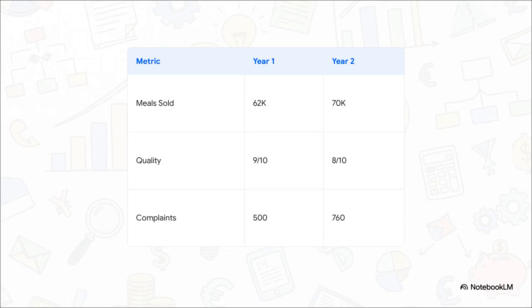Just look at this breakdown of Ben's Grub Co., a takeaway food business. Financially, they look great. They sold 8,000 more meals in year 2, but their non-financials were screaming a massive warning. Independent quality ratings dropped, and customer complaints surged by a whopping 52%. If management only looked at the financial sales volume, they'd be popping champagne. But by looking at these non-financial indicators, they realize they are on the very brink of a massive customer exodus.